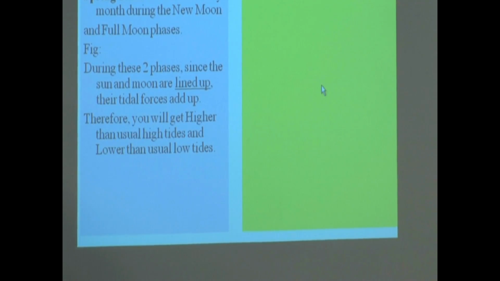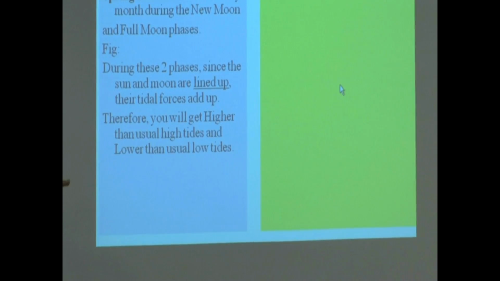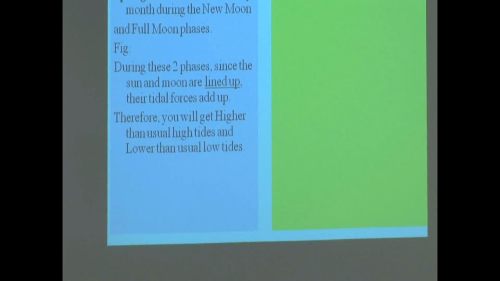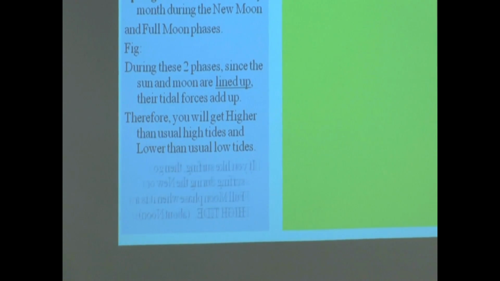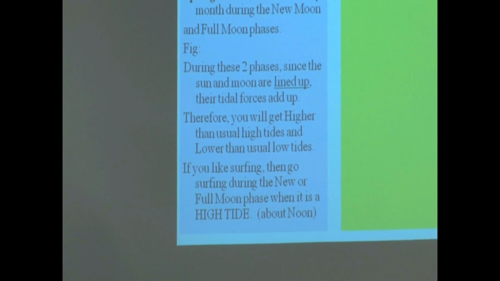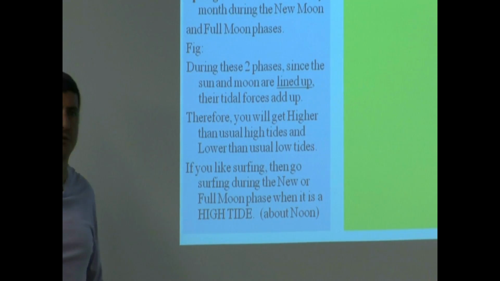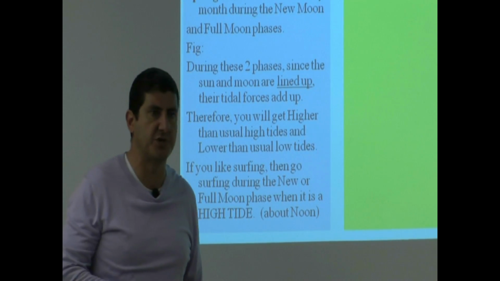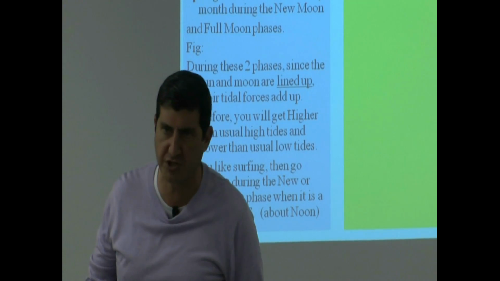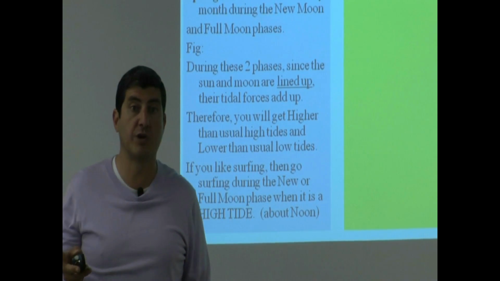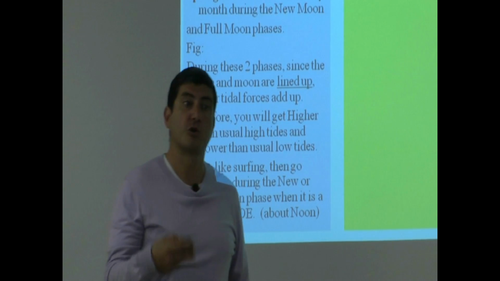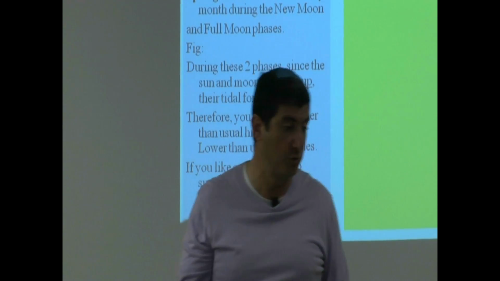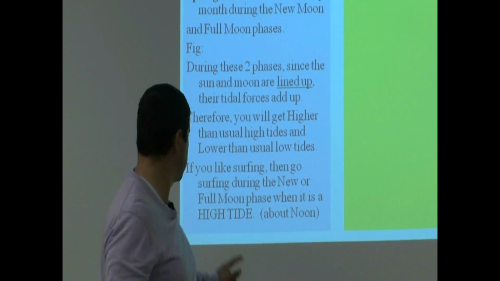So during these two phases, since the sun and the moon are lined up, their tidal forces add up. Therefore, you will get higher than usual high tides and lower than usual low tides. So if you're a surfer or if you like going to the beach and experiencing a lot of waves, like Huntington Beach or something, and you only want to go once during the month, go on a full moon day or on a new moon day. That's what this is saying.